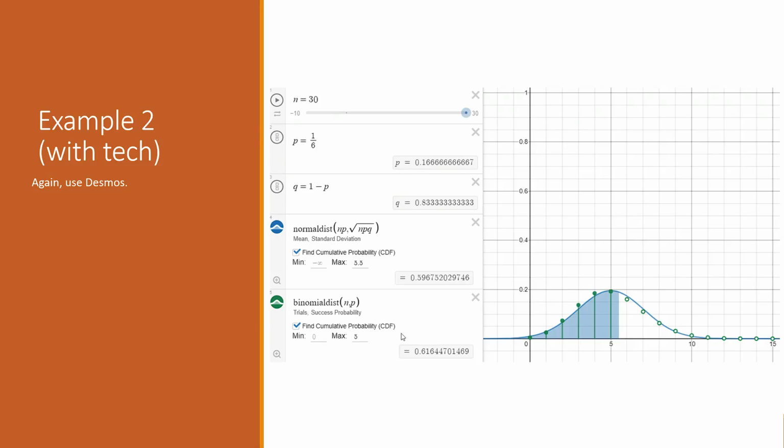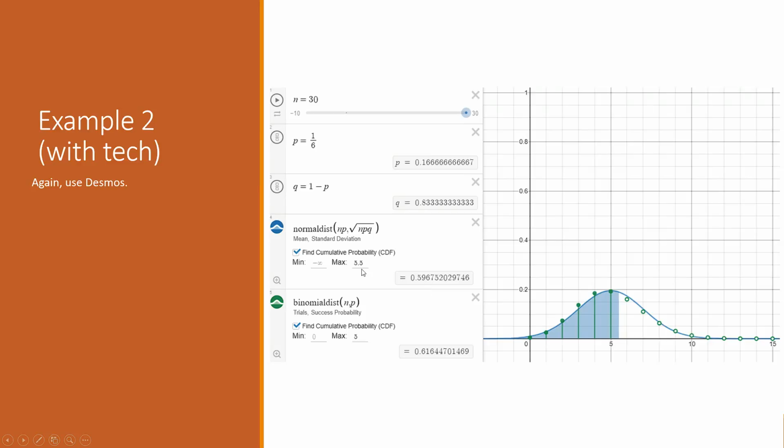Go figure. Now we'll use some technology real quick. Right, N is 30, P is 1 over 6, Q is whatever's left. Normal distribution with the mean and standard deviation. Binomial distribution with the number of trials and the success probability. And we have here Desmos being happy to do 0, 1, 2, 3, 4, 5, all those separate probabilities added together, and it comes out to be about 61.6%. Compare that to the 59.7% we had earlier.